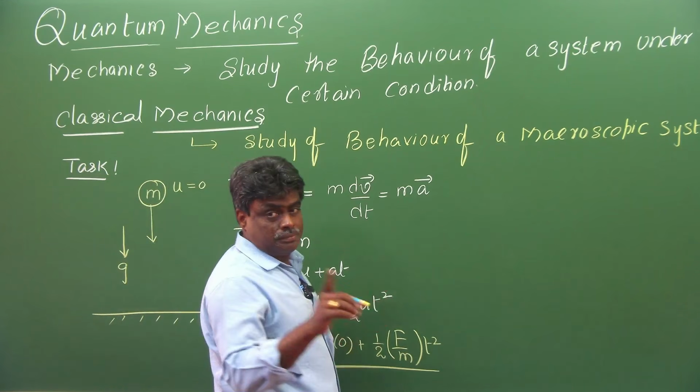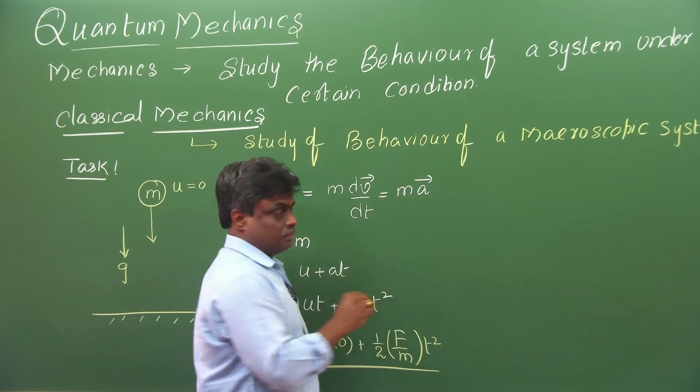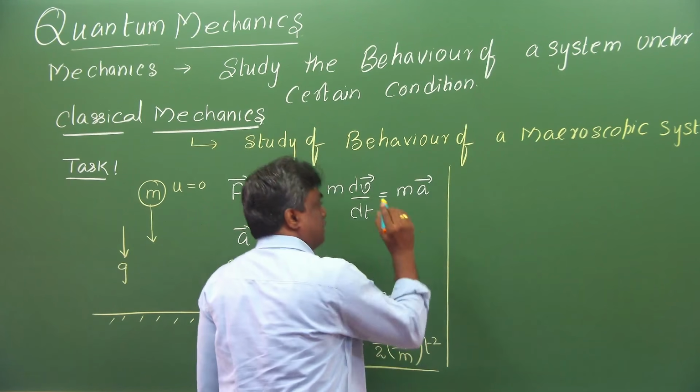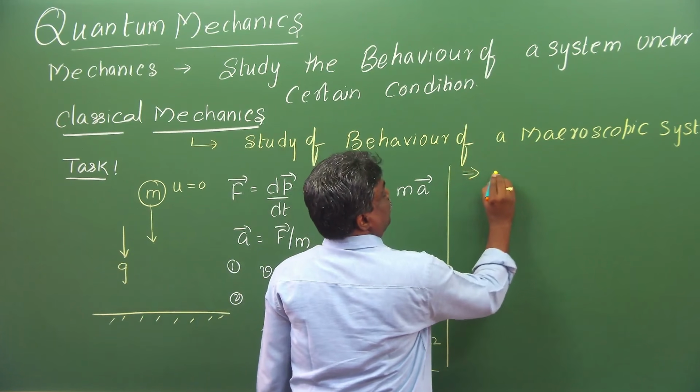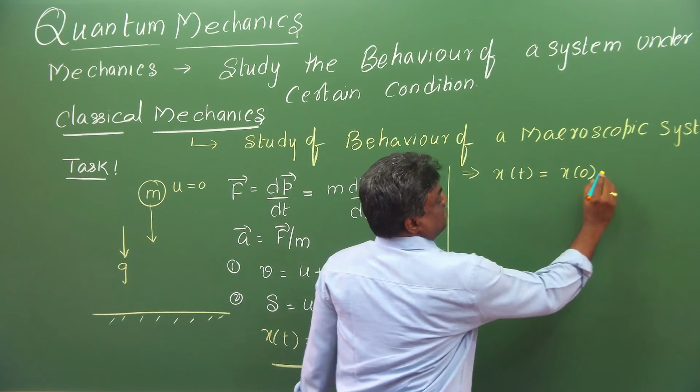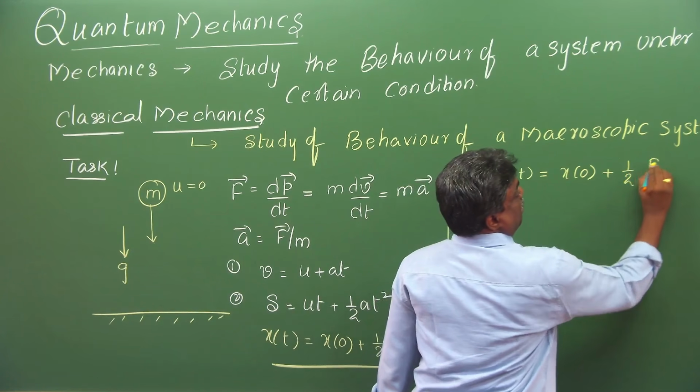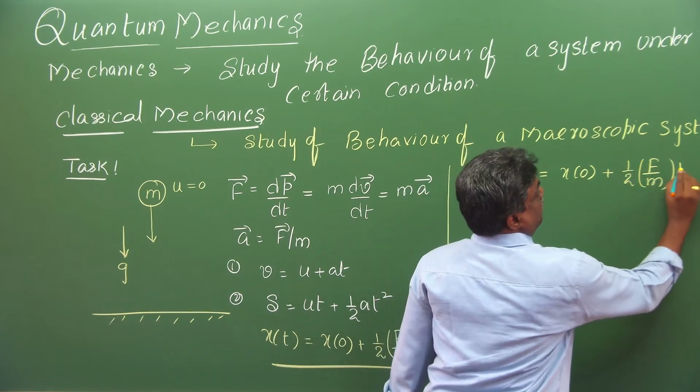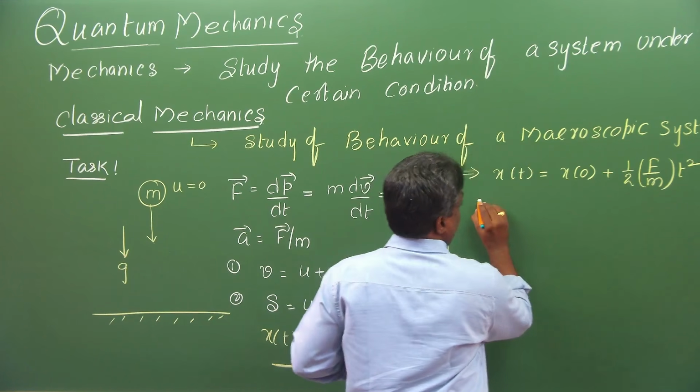So listen, see the board. Finally, to describe the motion, here we have an equation. What is that? X of t equals x of 0 plus a half f by m into t square. That's good.